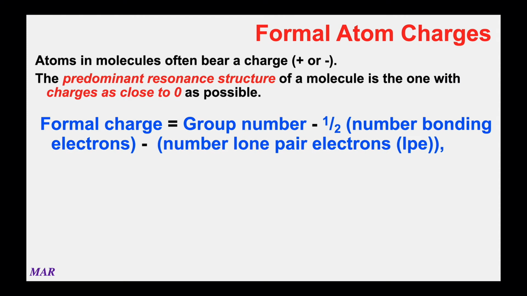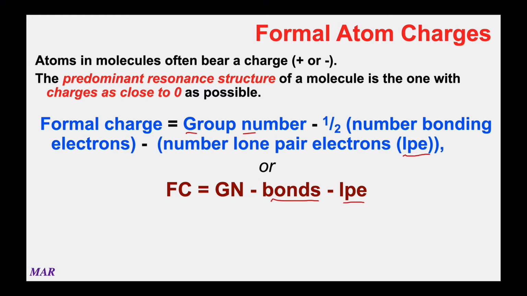All right? So we're going to use this blue equation right here to figure this out. I don't really like this definition very much. So let's rewrite the formal charge a little bit. Let's say formal charge equals group number, which is the GN part, minus bonds. Now remember, it was 2 electrons per bond. So instead of saying 1/2 the number of bonding electrons, let's just subtract the number of bonds. Same thing. And then minus lone pair electrons. All right, so formal charge equals group number minus bonds minus lone pair electrons.